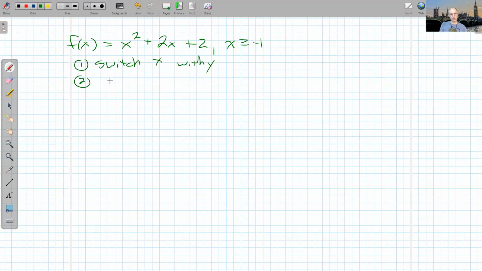And then the second step is to solve for y. Sometimes people do it the other way, solve for x and then switch them. So that's an alternative way of finding it, which is pretty much the same thing. So I would rewrite this, instead of y equals, I would write it as x equals y squared plus 2y plus 2, and then I try to solve for y. To solve for y in a situation like this, we would have to complete the square on this.